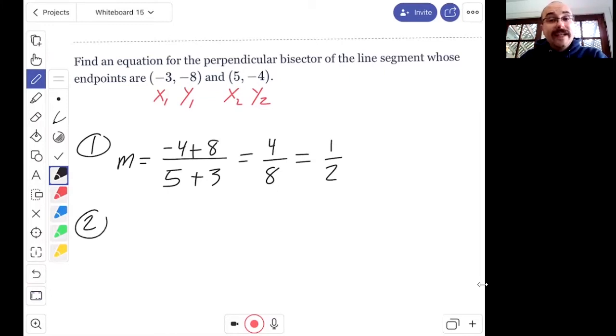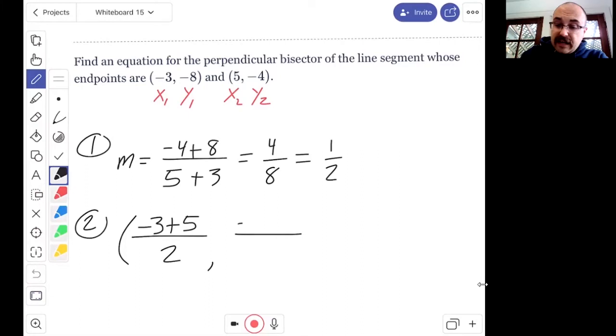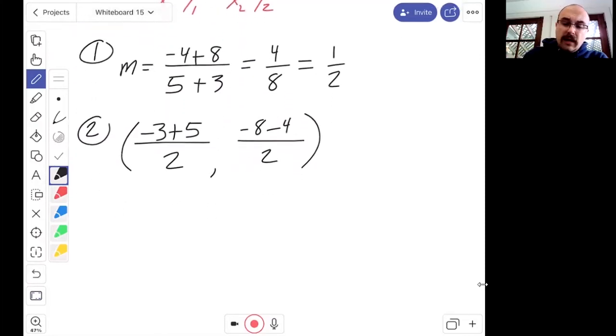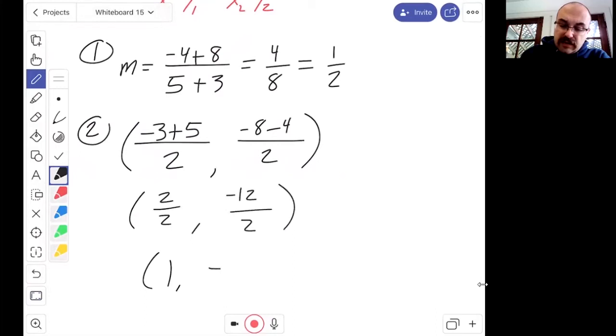Now that we got that, we need the midpoint of this segment. All right, starting out with our x coordinates: x1, -3, plus x2, which is 5, over 2. For our y coordinate, -8 minus 4 over 2. Just like that. Plugging everything into the formula. Now let's simplify. On the left for our x, -3 plus 5 is 2. 2/2 is 1. There's our x coordinate. On the right, -8 minus 4, that's -12. -12/2 is -6. Excellent. 2 out of 3 steps done.